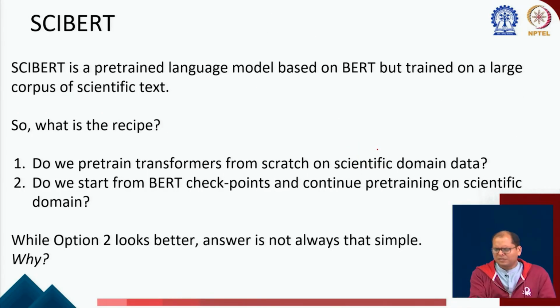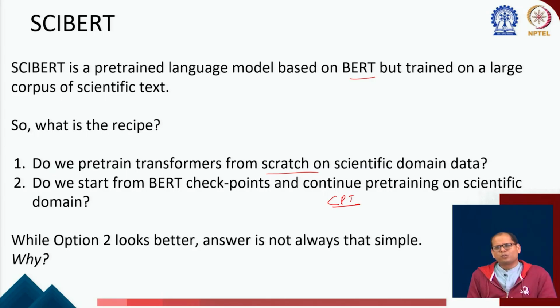So SciBERT is a pre-trained model based on BERT. They trained it on a large scientific text. So what is the recipe? First of all, I can use the BERT framework as it is. The BERT framework is very easy, the code is available, I can use that. But the question is, do I train it from scratch on this domain data, or do I use the BERT pre-training checkpoint and continue from that? This is what is called continual pre-training, CPT. So whether I do pre-training from scratch or continual pre-training.